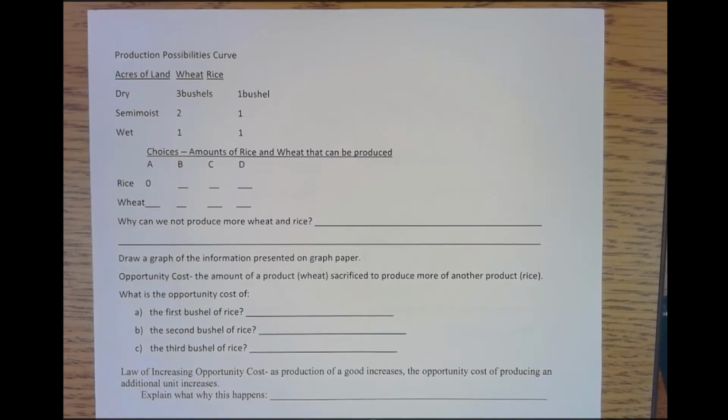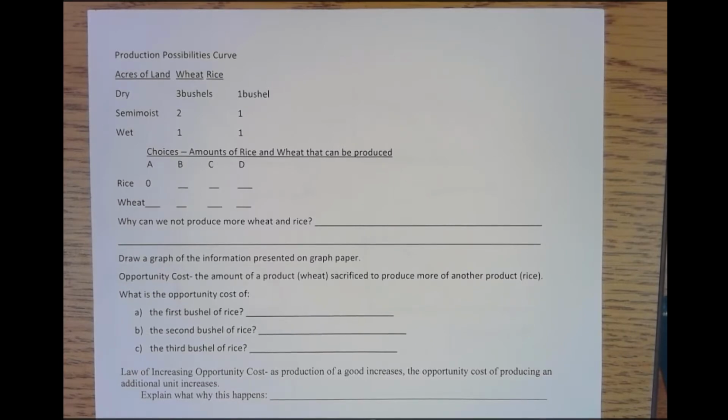So the resources that we are looking at are these 3 acres of land. We have a dry acre, which can produce 3 bushels of wheat or 1 bushel of rice, a semi-moist acre, which can produce 2 bushels of wheat or 1 of rice, and a wet acre that can produce 1 bushel of wheat or 1 bushel of rice.